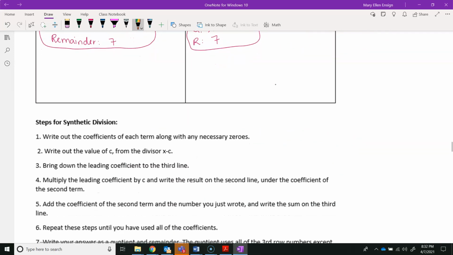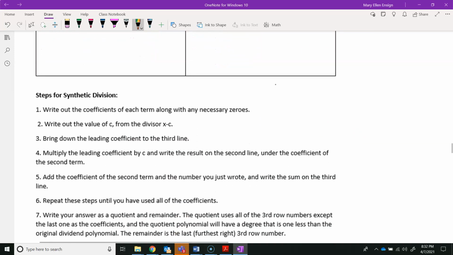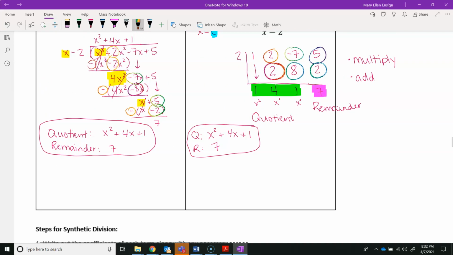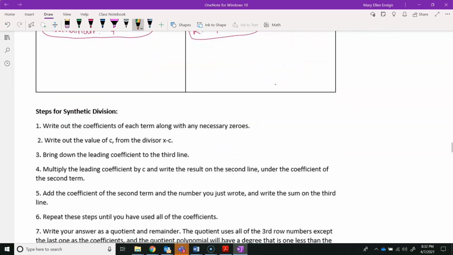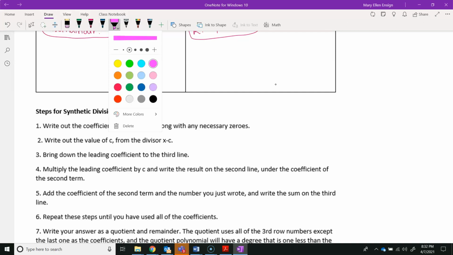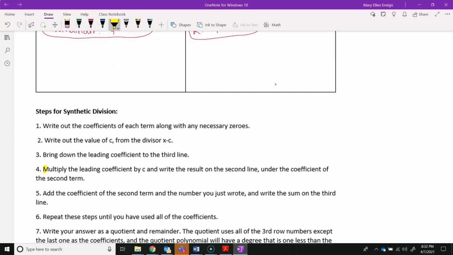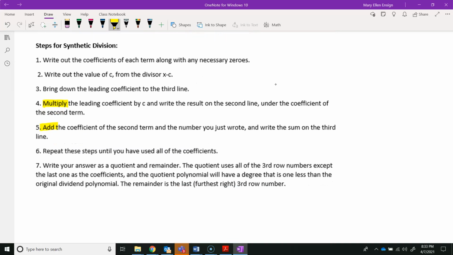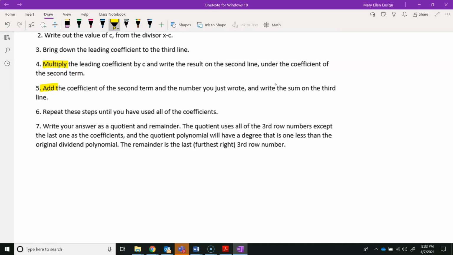So if we look at the steps, it said write out the coefficients. Write out the value of c, that's where we put the 2 on the outside. Bring the leading coefficient down to the third line, we brought that 1 down. And then we multiply that leading coefficient by c, and then we add, right? And this just kind of explains where it goes, which you saw when we did it. And repeat the steps until you have used all the coefficients. The remainder is the last third row number, and the quotient uses all of the third row numbers except for the last one.